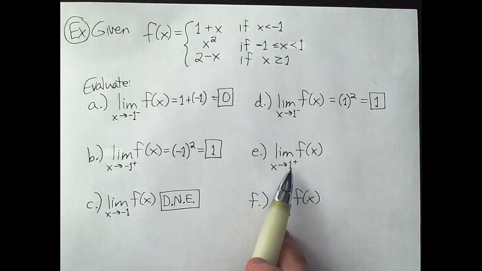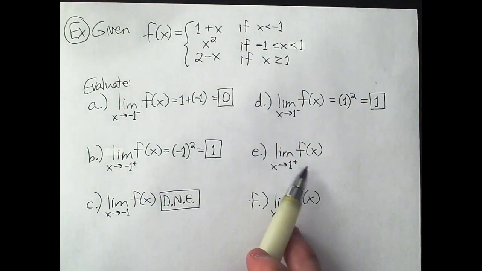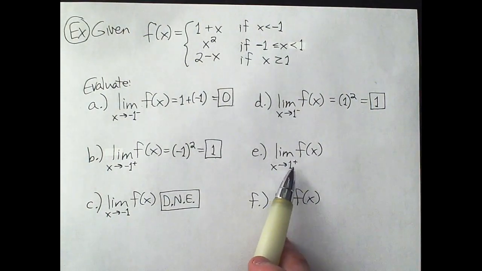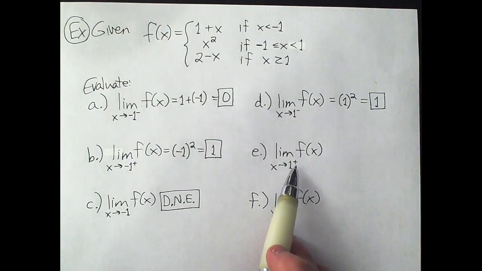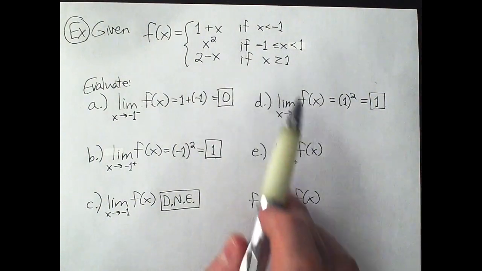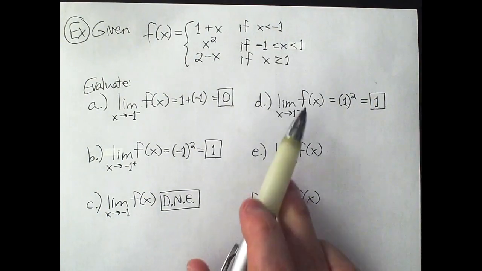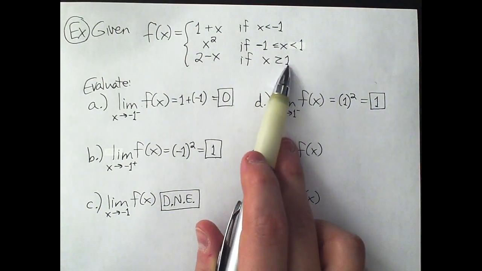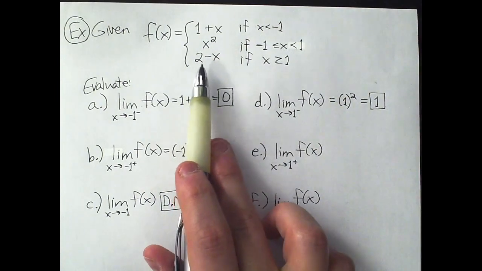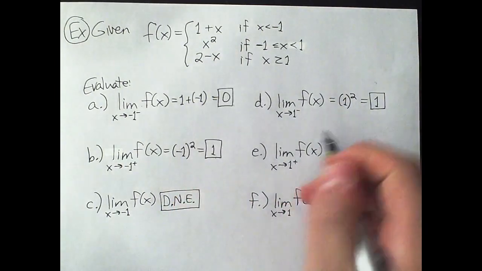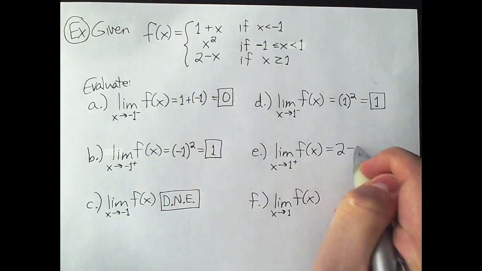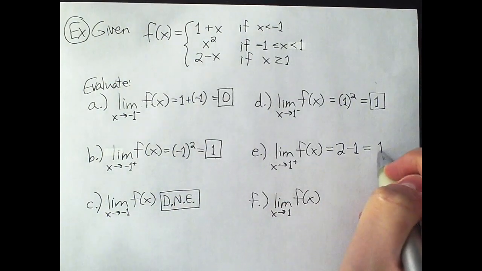Next problem has us approaching 1 from the right, so we are a little bit larger. We're imagining that we're a little bit larger than 1, we're approaching 1. You imagine it's like 1.1, 1.01, and you get closer and closer, but you are a little bit greater than 1. So you're following the third rule, the one that says 2 minus x. That's a polynomial, so you're allowed to plug in x, and we get 1.